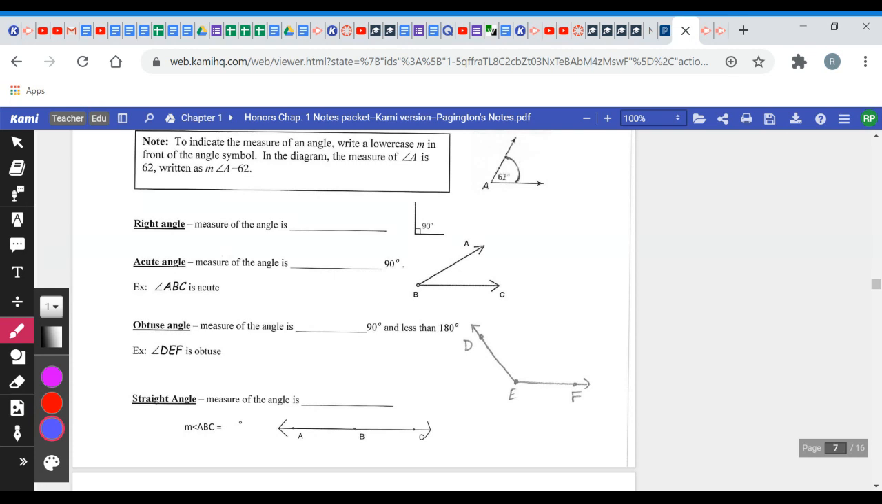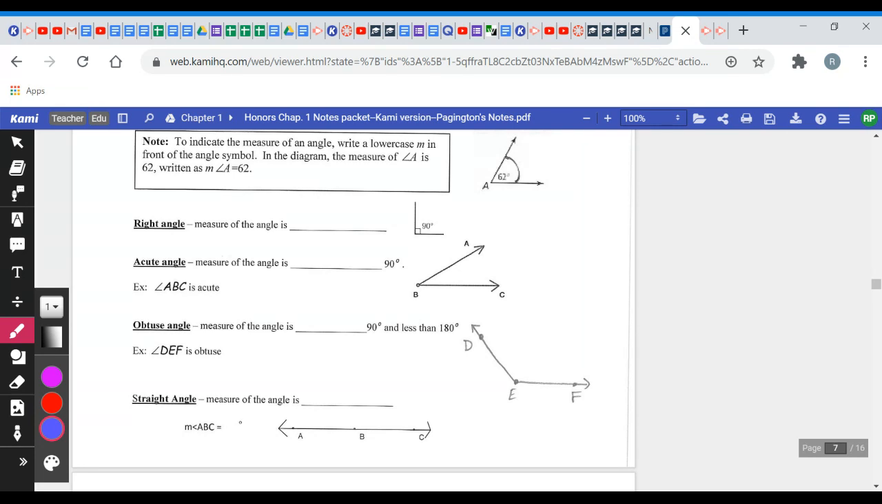In the diagram, the measure of angle A is 62, written as the measure of angle A is equal to 62. So just like we talked about with segments the other day, there's kind of a technicality of when to use an equal sign and when to use a congruent sign. In this case, it's telling you if you want to refer to a numerical value of an angle, you're going to use an equal sign and you're going to put the little m in front. If I just wanted to refer to the angle itself, I would just call it angle A.